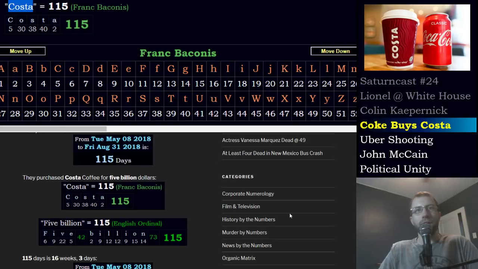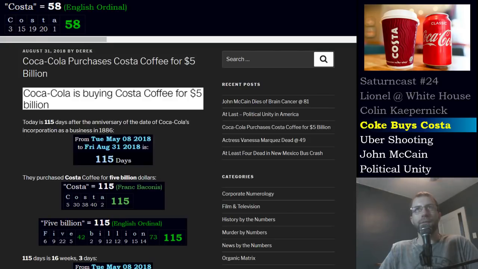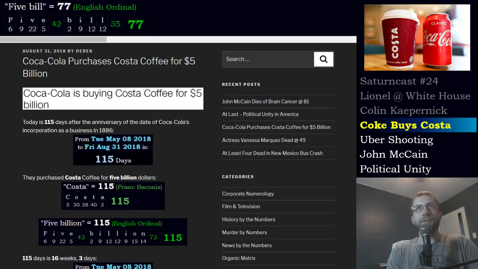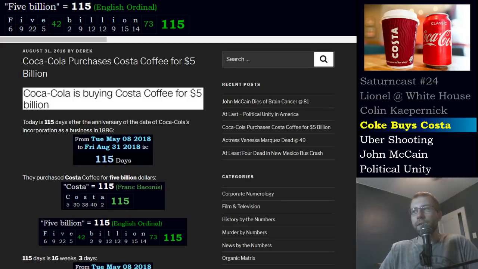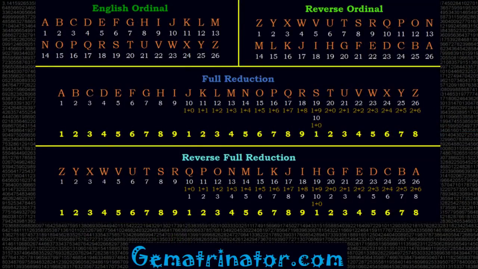Coca-Cola buying Costa 115 days after its anniversary. The price tag on this transaction, $5 billion. Using the standard alphabetic order, 5 billion equals 115. And again, if you're just joining this stream, we're talking about the language of Gematria, the ancient practice of coding numbers into words. Very basic, what we call the 4 base ciphers here on your screen.